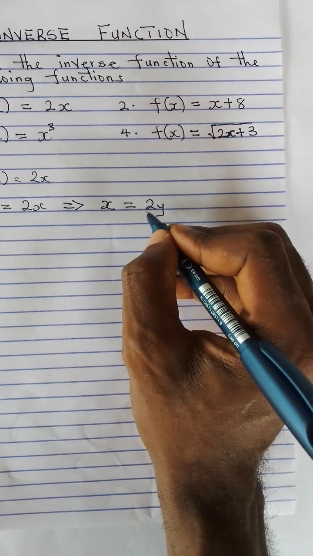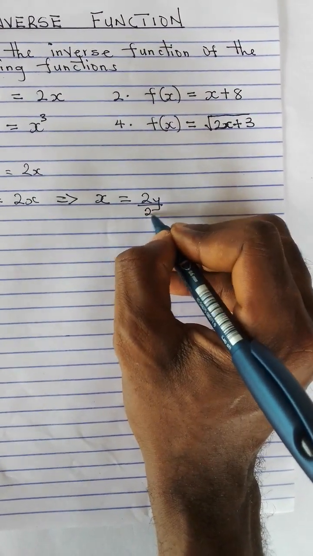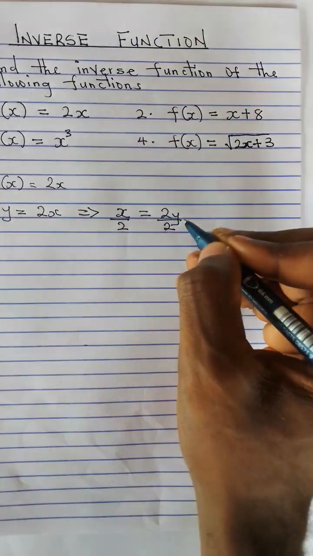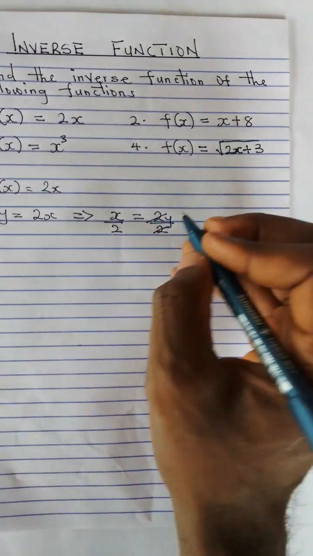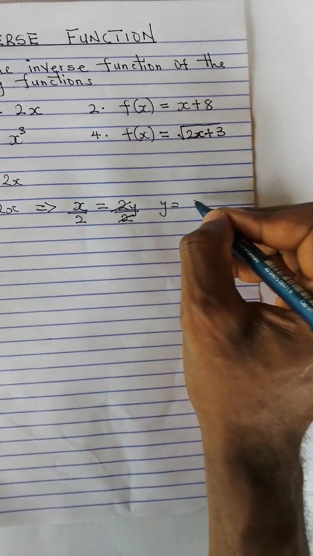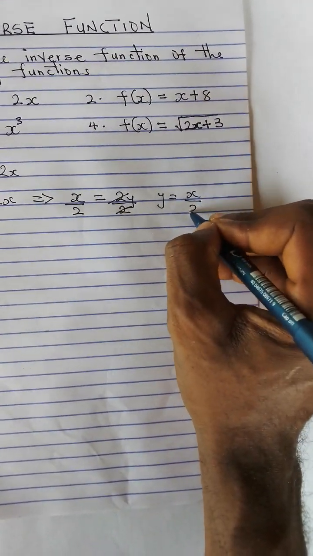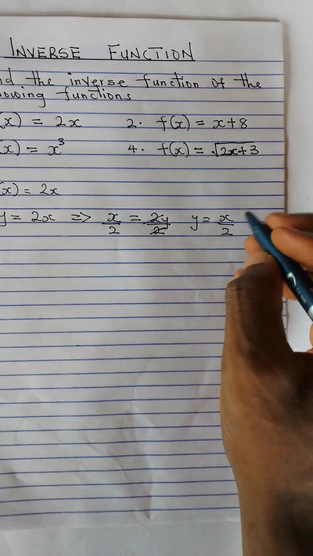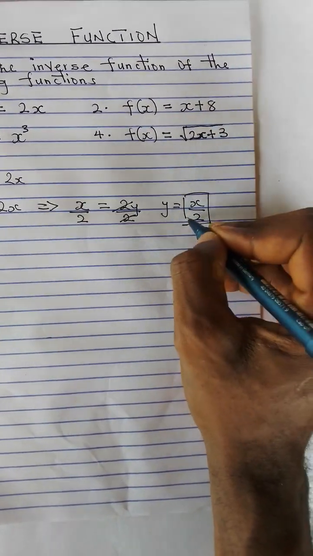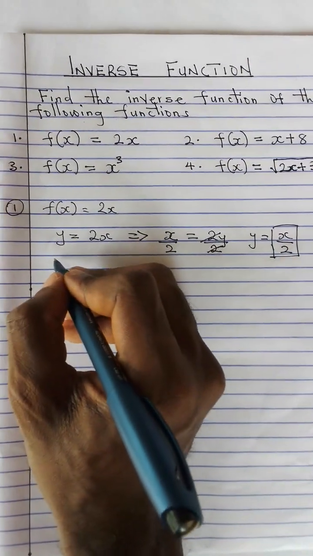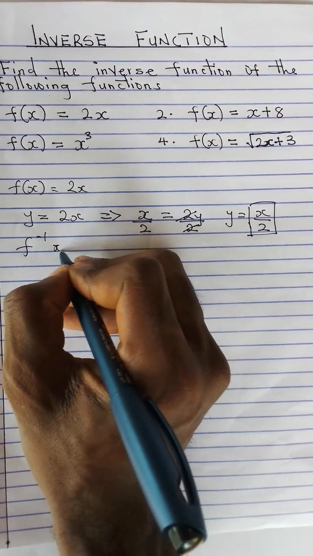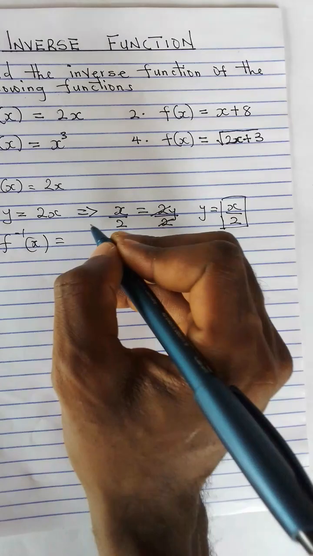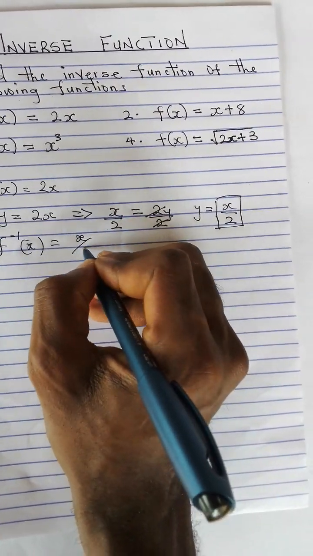Now at this point, we are going to divide both sides by the coefficient of y, which is 2. So 2 cancels itself. y is equal to x all over 2. Now this is the inverse of the function, which is written as f raised to power minus 1 of x equal to x all over 2.